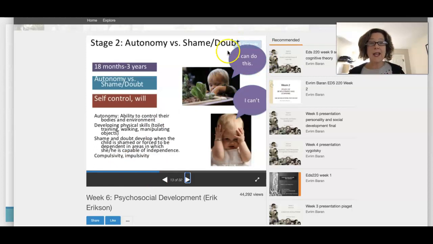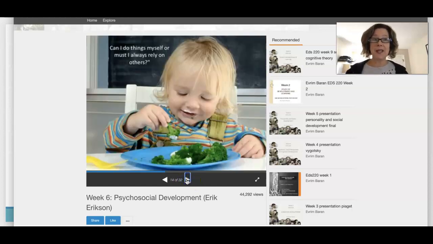So the child can be like, yeah, I can do this, if they are constantly given situations where they can be autonomous and successful, or you have it where the child feels shame in wanting to be autonomous. And then when they go to strike out to do something on their own, they're going to have that shame and doubt. Can I do things myself, or must I always rely on others? So if you let your kid get into their meal and get messy, even though it's a pain to clean up, these are important things to develop if they become autonomous, or if they start to feel guilty about their desire to be autonomous.